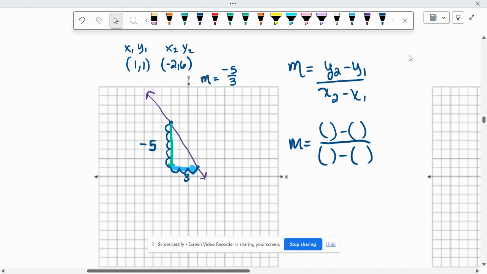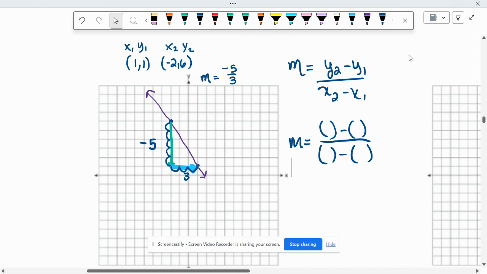So Y2, what is the value of Y2? It's 6. Yeah, Y2 we labeled as 6. And what is the value of Y1? A 1. Okay. Over X2 minus X1. So what is the value of X2? -2. Minus, what's the value of X1? Okay. So the numerator is 6 minus 1. What is 6 minus 1?